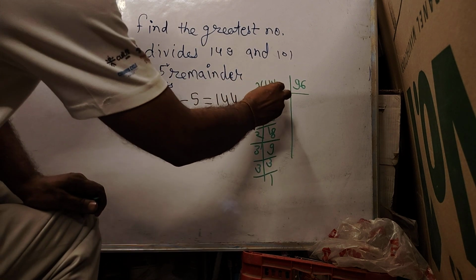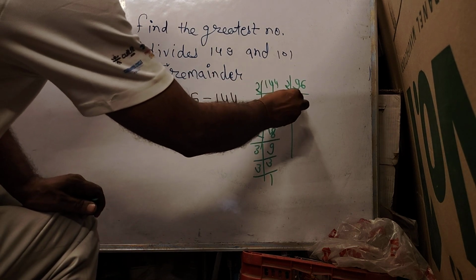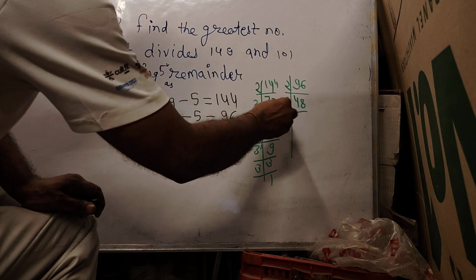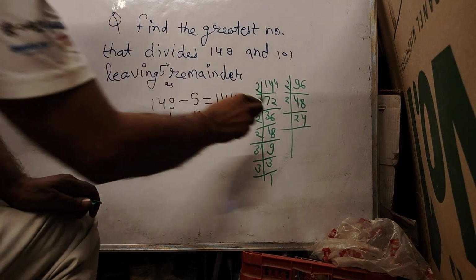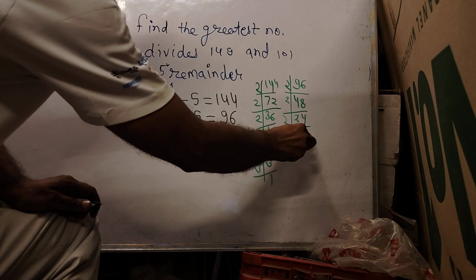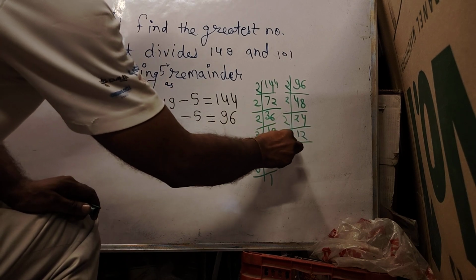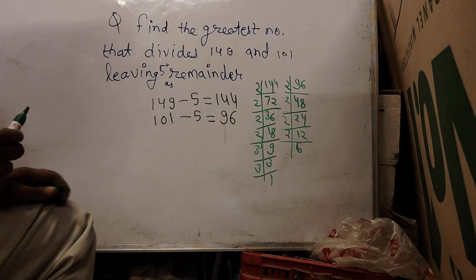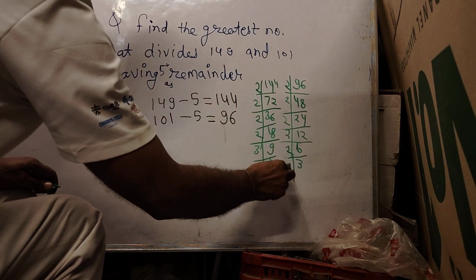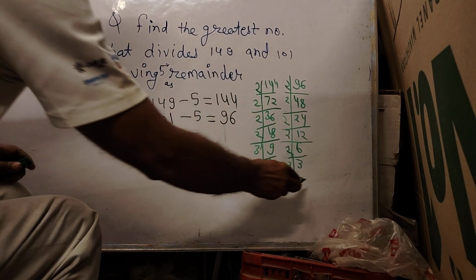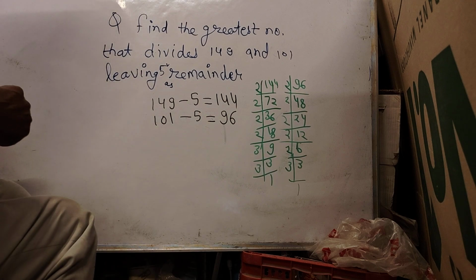Now come to 96, the second number. So 2, 48 times. Again 2, 24 times. Also 2, 12 times. Also 2, 6 times. Also 2, 3 times. Then 3, and finally we get 1.